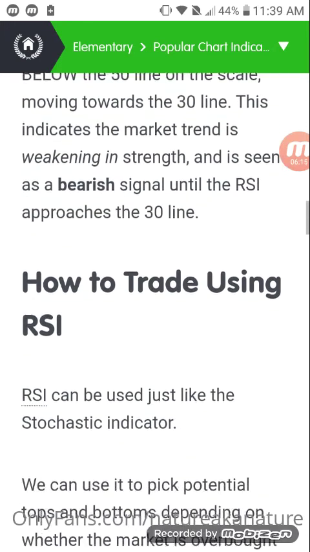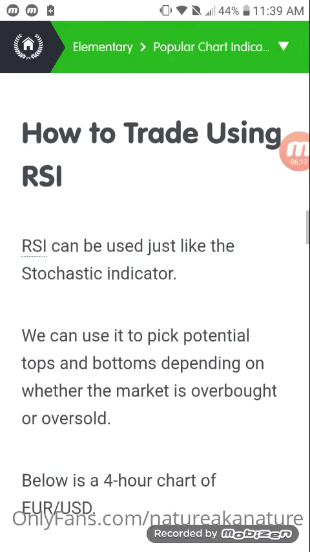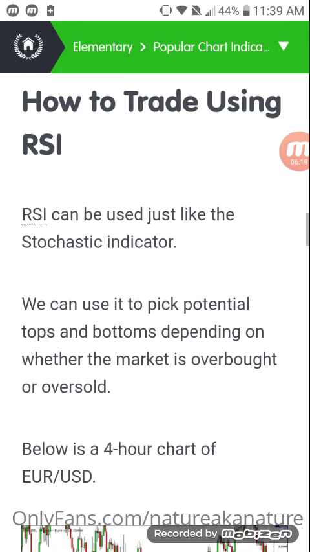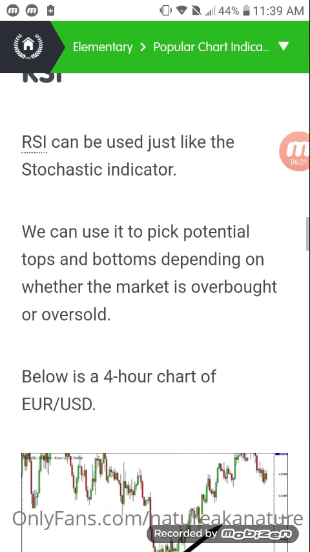So how to trade using the RSI? The RSI is just like the stochastic indicator, but the RSI is better.